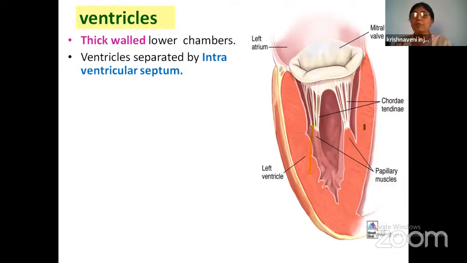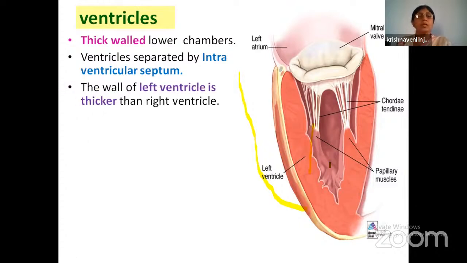Here in this diagram, you are able to watch only one ventricle, that is the left ventricle. There is no right ventricle shown. Only the left ventricle you are watching now. But if it is the left ventricle, the right would be here, isn't it? These ventricles are separated by one septum. Yes, the wall of the left ventricle is thicker than the right ventricle. See this wall, how much thickness it has. This is the thickness of the left ventricle.